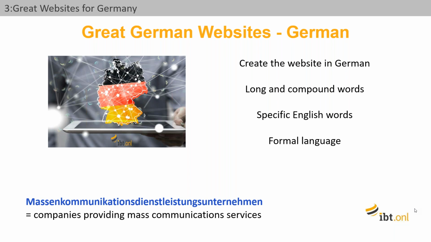The next point is long and compound words. So with a German website, you should be prepared for long and compound words. If you translate a text from English into German, your end text will be longer. One reason for that is the complex grammar and the greater use of pronouns, but also the compound words. So words like, as you can see on the slide, Massenkommunikationsdienstleistungsunternehmen, which means companies providing mass communication services, are no rarity in the German language.